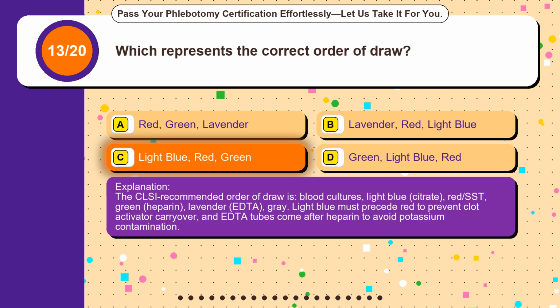The CLSI recommended order of draw is blood cultures, light blue (citrate), red/SST, green (heparin), lavender (EDTA), gray. Light blue must precede red to prevent clot activator carryover, and EDTA tubes come after heparin to avoid potassium contamination.